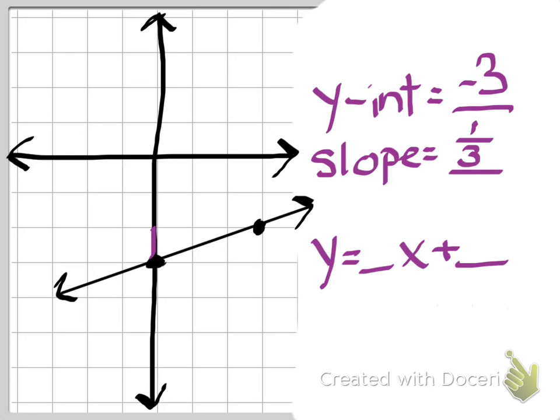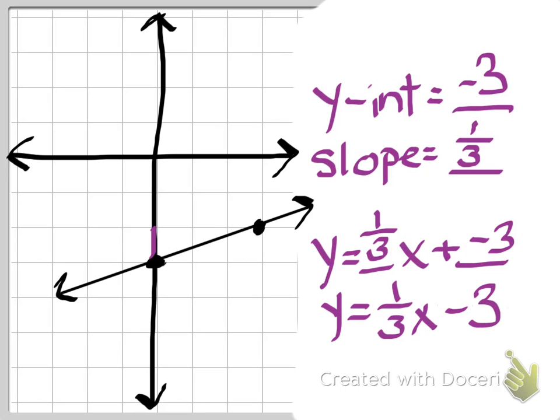Plug it into our equation. We're done with the hard part. y equals 1/3 x plus negative 3, and we can write that a little bit shorter by just doing y equals 1/3 x minus 3. Okay, so we will do one more example.